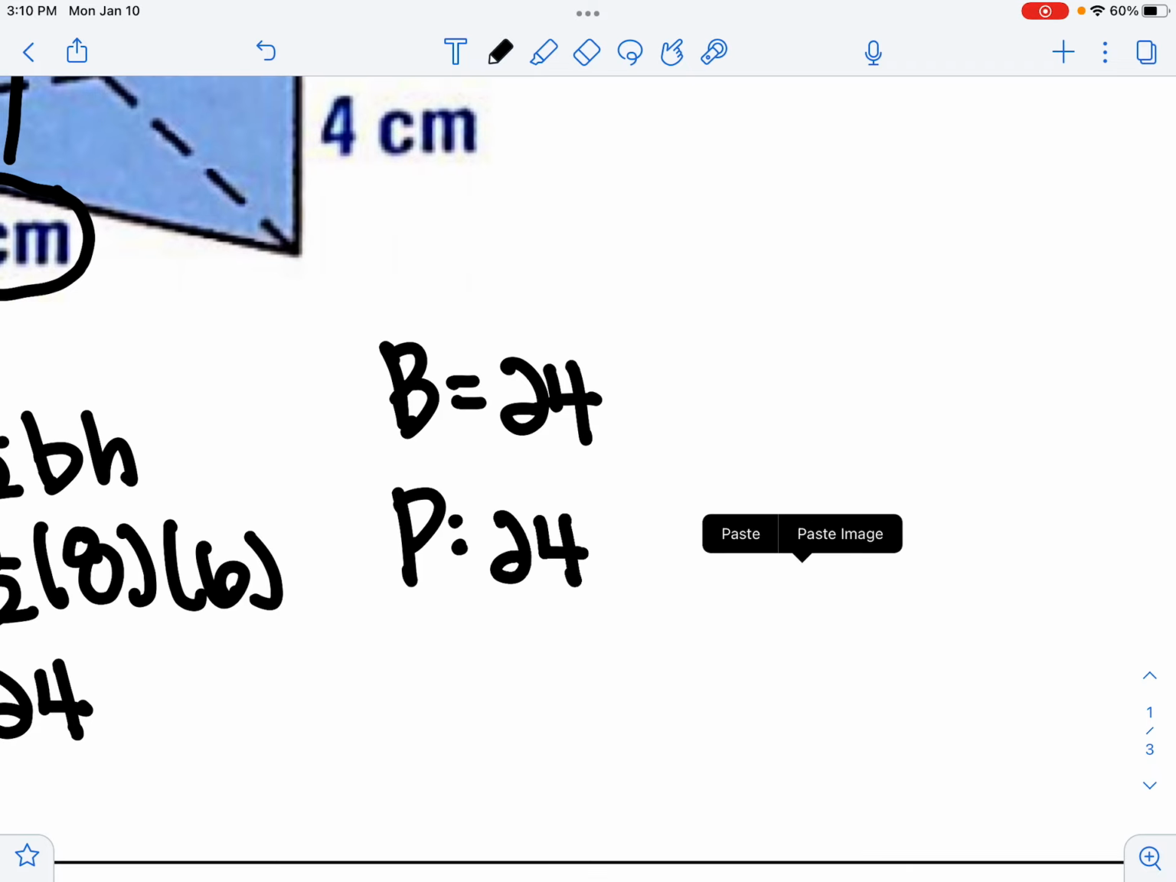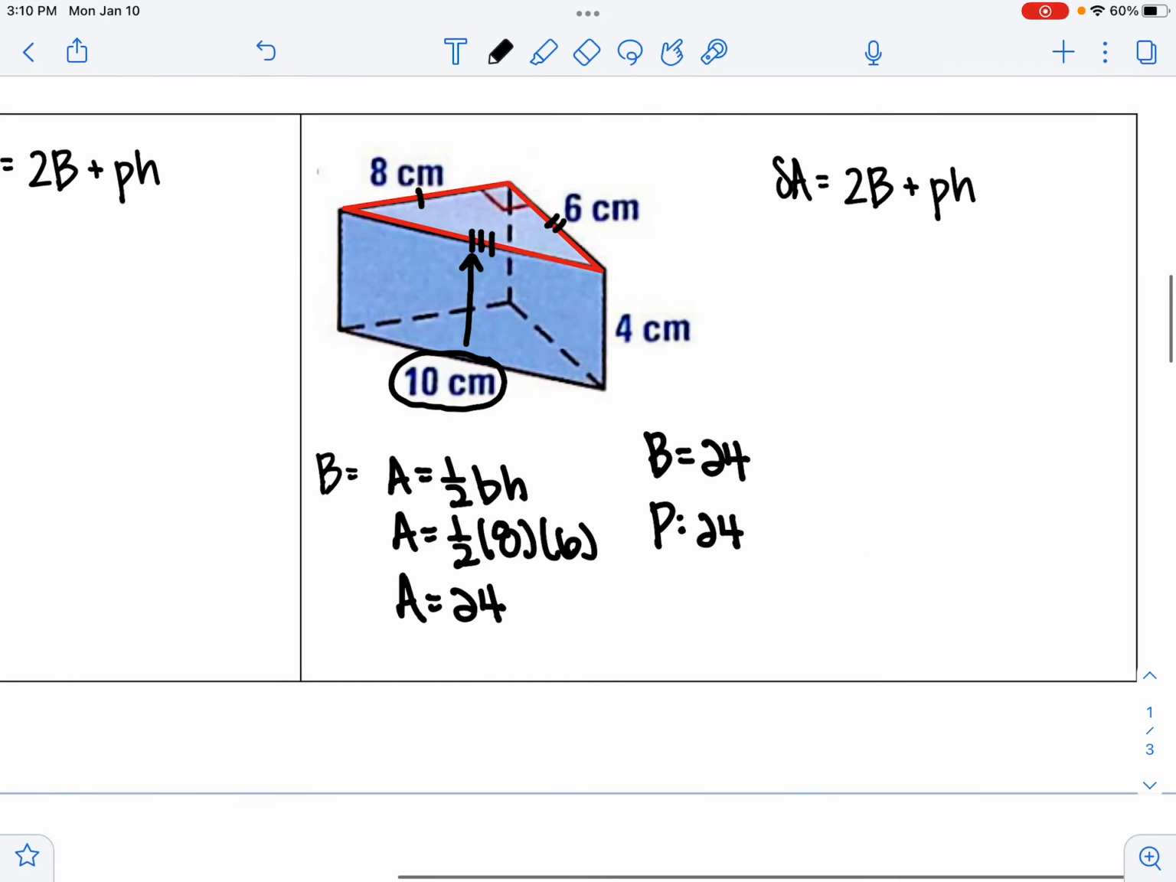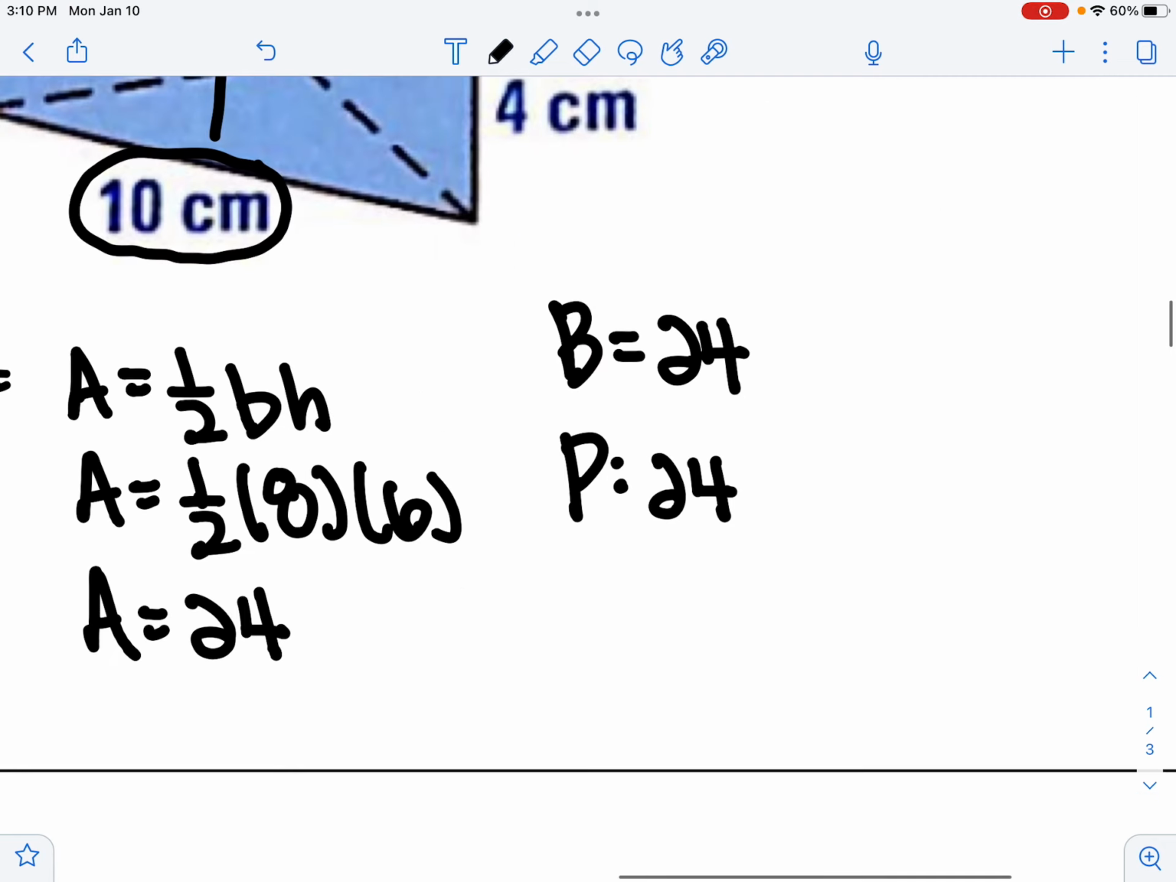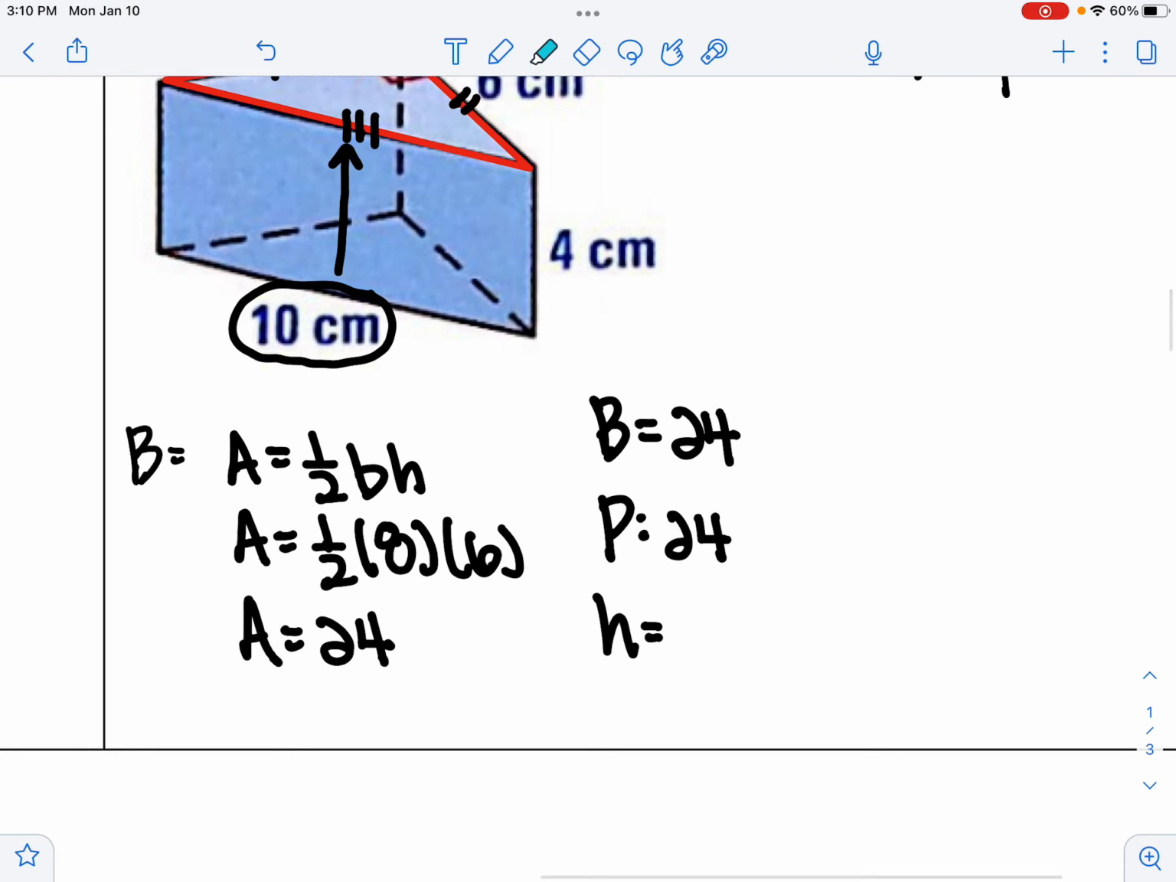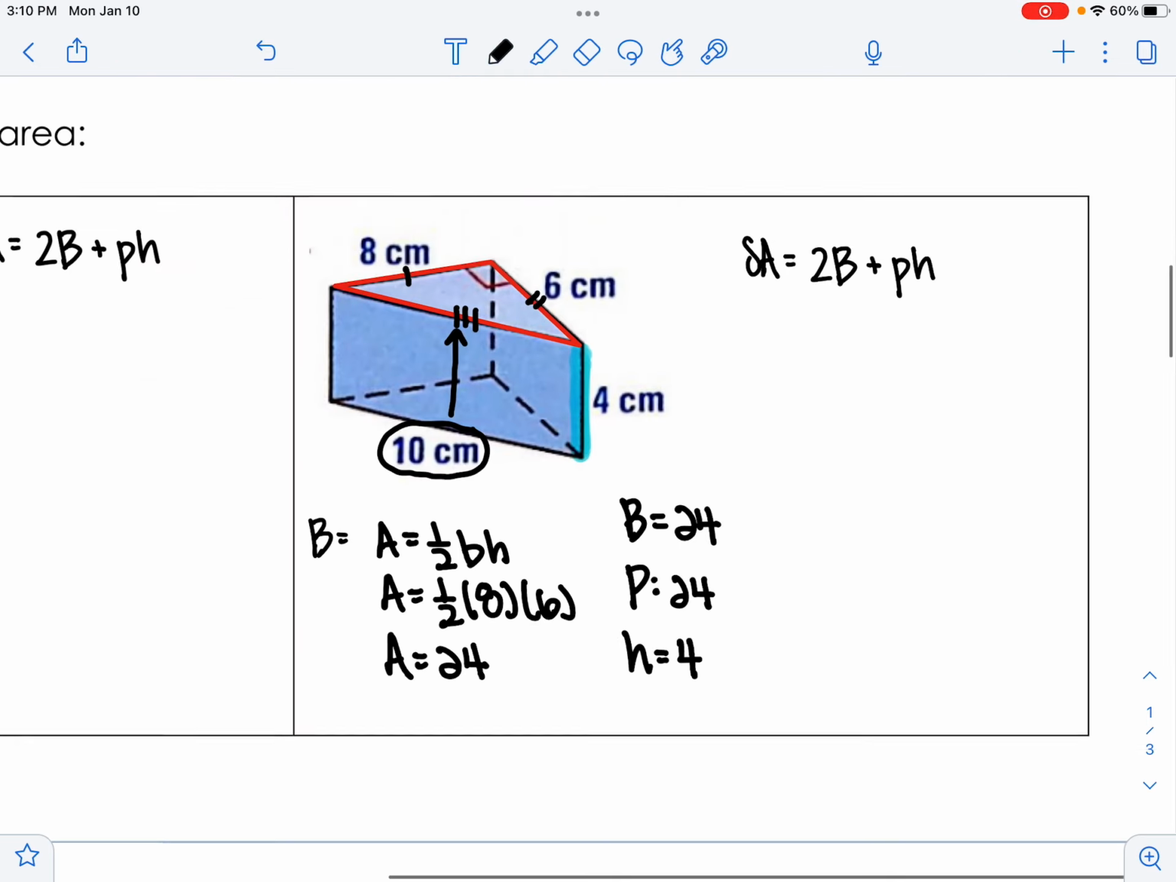And let me tell you, that's not always going to happen. The big B and the perimeter aren't always going to be the same. The last part of our formula is the height, and the height is how far off the ground the prism is as long as it's sitting on the triangle. And so that's going to be 4.